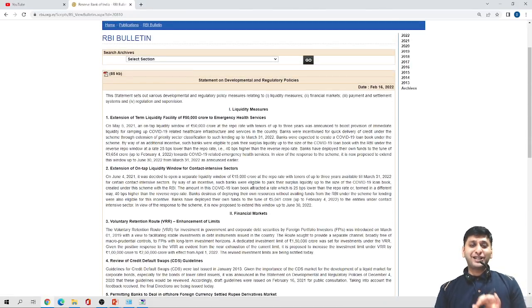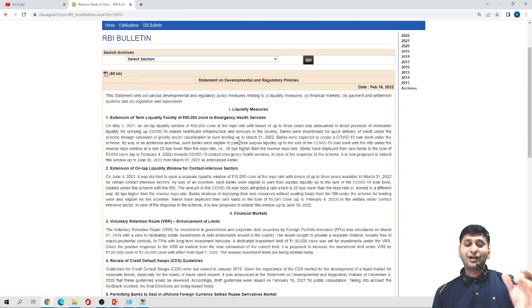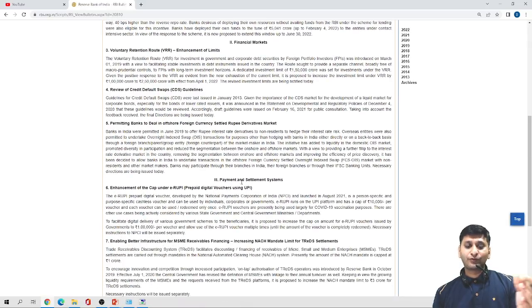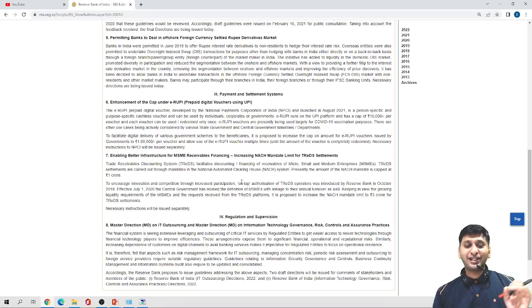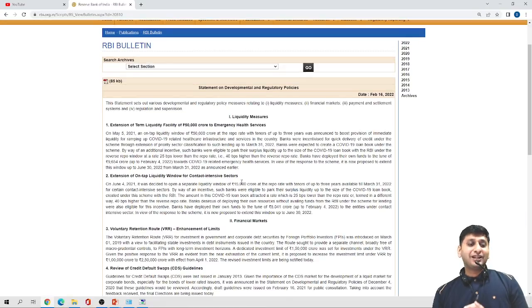So जो लोग RBI की notifications नहीं पढ़ सकते हैं, I think it's a good cheat code for them that you go to RBI bulletin, right, corresponding to the month of monetary policy. Under that, click on statement on development and regulatory policies and you will get these regulatory policies or developmental policies in the various areas such as liquidity measures, financial markets. उनको काफी अच्छे से कैटेगराइज किया गया है. आप इन नोटिफिकेशंस को पढ़ लीजिए, रेगुलेशंस को पढ़ लीजिए in case you don't have time to read the full scale notifications or regulations.